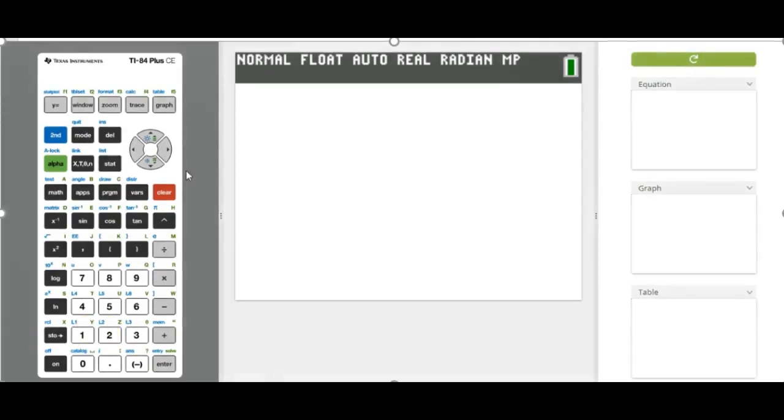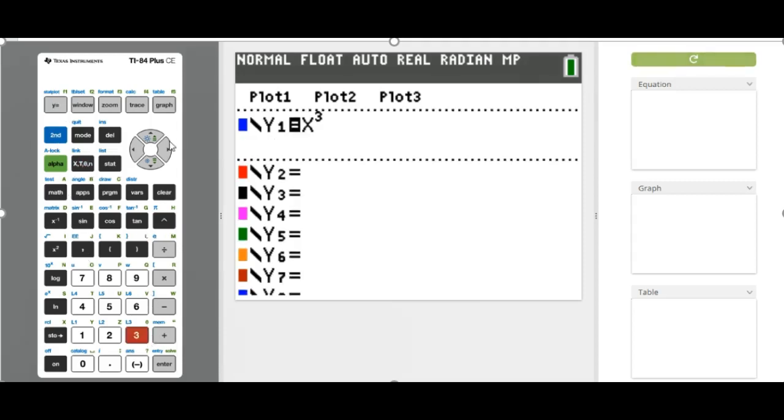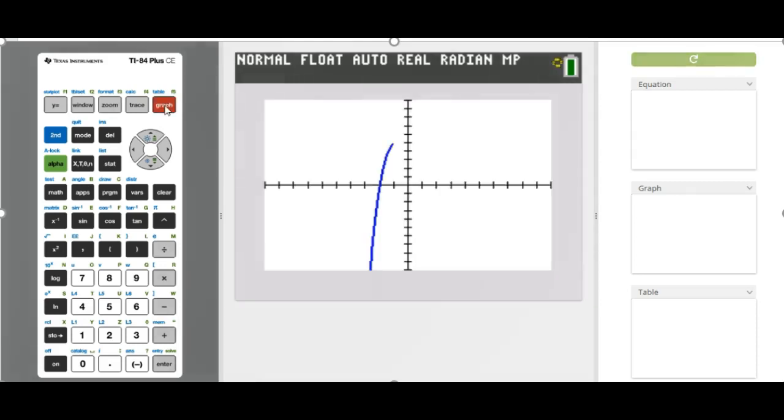To figure out what the zeros are using your calculator, the first thing you're going to do is press y equals, and enter the problem into the first y1 screen. You want to make sure that it's the only thing typed into any of your y equals spaces. So I'm going to type in x cubed minus 2x plus 4. And now I'm going to press graph, which is this top right gray button.